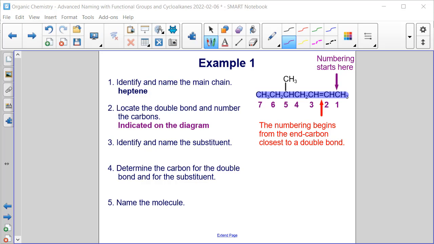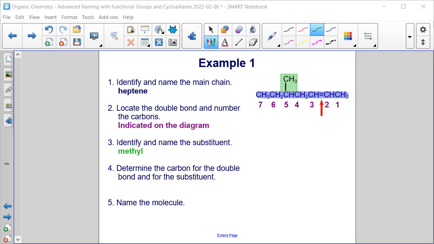All right, you can see in the diagram the numbering that we did from the previous slide. And again, just to point out, the numbering begins from the end carbon closest to the double bond. Now, just like in previous sections, we need to identify and name the substituent. We can see the substituent right here coming off of this 5th carbon, and it's a 1 carbon group. So we would call that a methyl group.